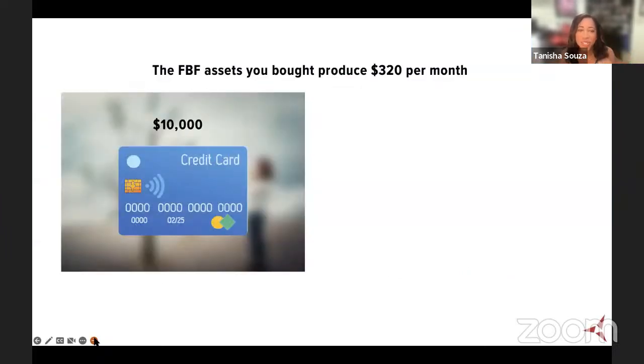So the fast burning fuel asset you bought produces $320 per month, right? You take $10,000 from your leverage, your line of credit, and you purchase the asset and it produces $320 per month for 3 years, principal and interest, right? Normally you wouldn't get $320 a month from a small investment of 10 grand. But the reason why is because it's basically a 40% cash on cash return because you're getting principal and interest back. Now this really blows people's mind.